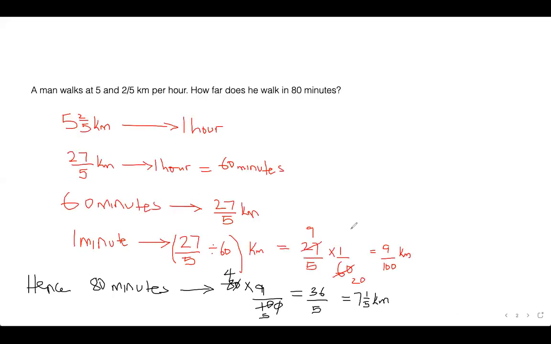27 out of 5. Let's go back and check. 27 out of 5 is the distance moved in 1 hour. Okay, so that's the speed, which is kilometers per hour. Is that what you did? Because it's easier to just say 27 out of 5, but assuming they are not told it's per hour, you need to let your friends know how you arrive at that speed in the first case.